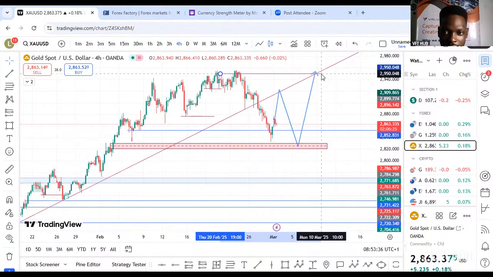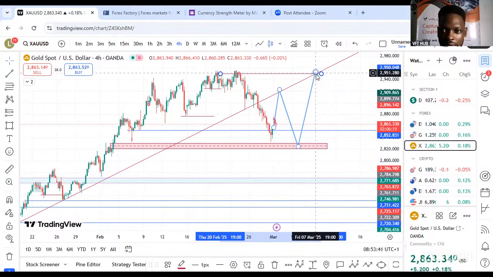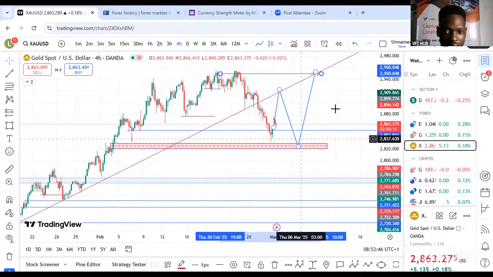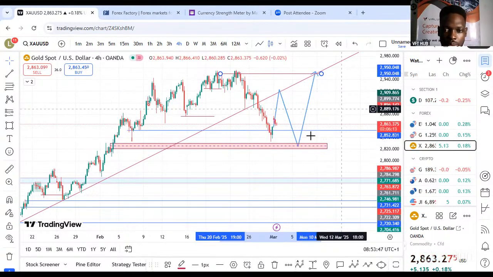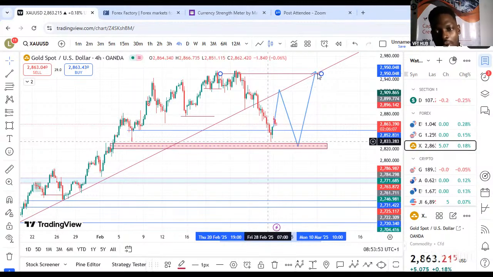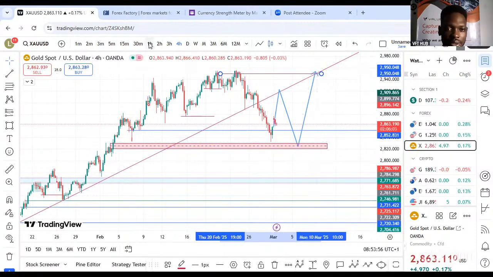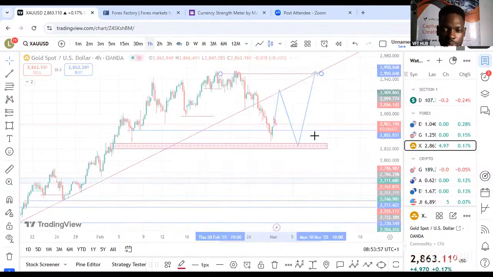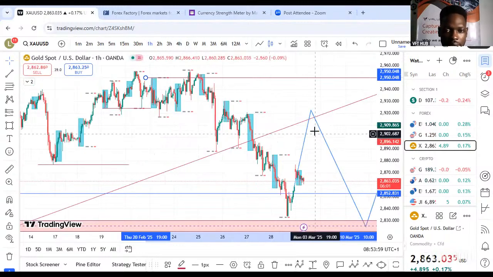So at that point where they both have confluence here, I'm looking to short precious metal here. I'm looking to short gold here. So that is it. That is the outlook for the week for me. Meaning I'm looking to buy all the way up here, then sell to clear liquidity, and then buy up again. So let's go to the lower time frame to see where exactly the entry points are.